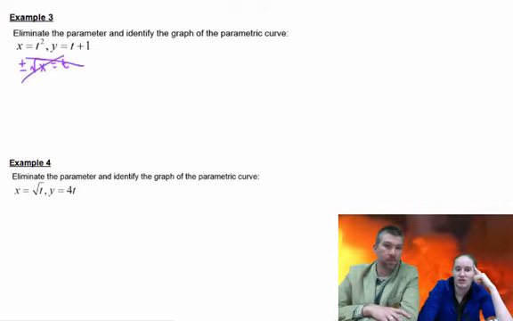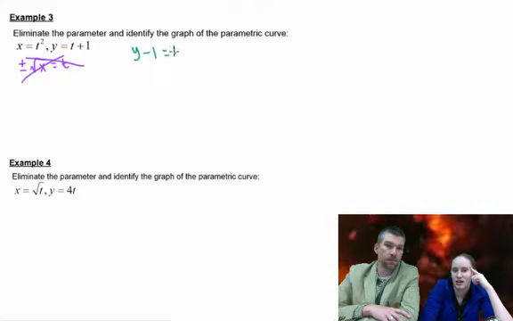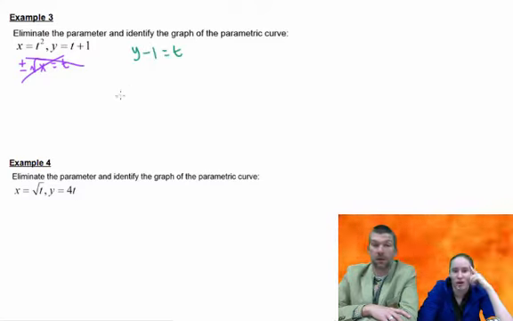So we're going to start over, and because of that whole square rooting both sides, let's solve this equation instead. So subtract 1 from each side. Well, that was easy. y minus 1 equals t.